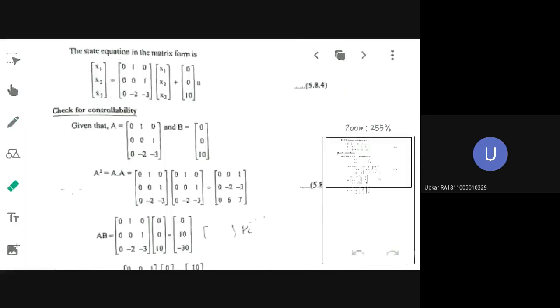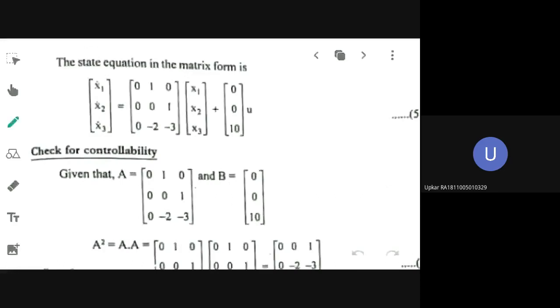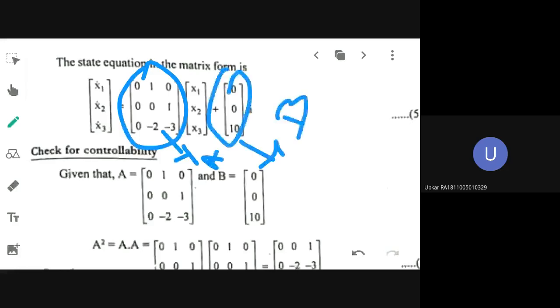We can see here, as I have written, this is my A matrix and this is my B matrix. A and B alone is enough. There is no need for me to find out C and D, because I am not going to test observability. Only controllability is the first check that I will make. So I am not going to derive C and D or the output equation. So I know what A and B are.